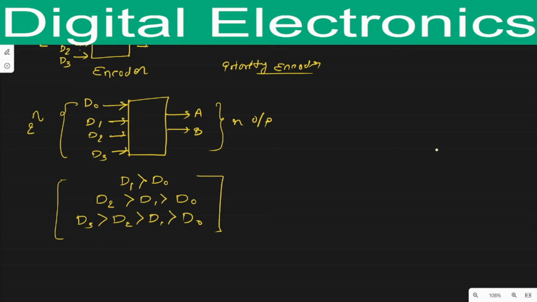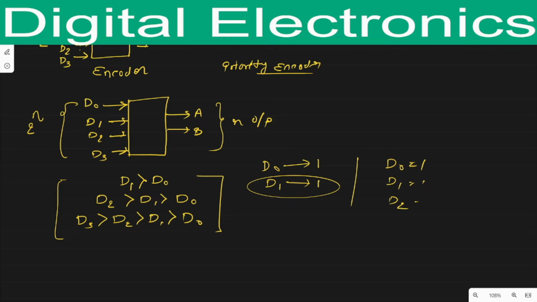It means that if D0 and D1 both are 1, we will consider the D1 input. Suppose D0 equals 1, D1 equals 1 and D2 equals 1. At that time we will consider the D2 input, because there is some priority in this priority encoder.